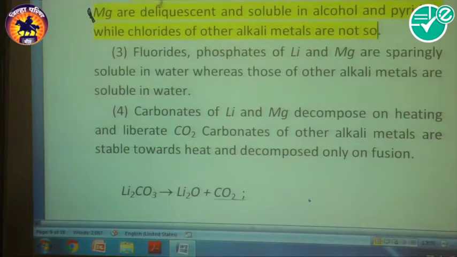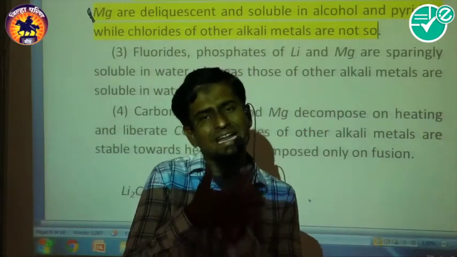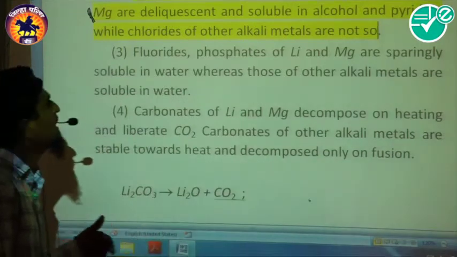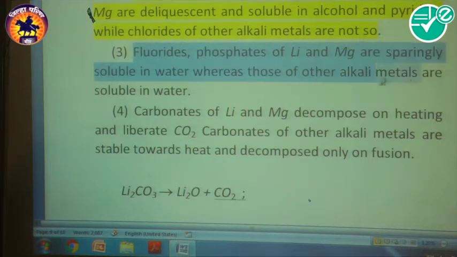Due to covalent nature, chlorides of both lithium and magnesium are deliquescent and soluble in alcohol and pyridine. Deliquescent means they get hydrated. That's why they are easily soluble in alcohol and pyridine, whereas other alkali metals do not do that. Now come towards fluorides and phosphates: those of lithium and magnesium are sparingly soluble in water, whereas other elements are highly soluble.